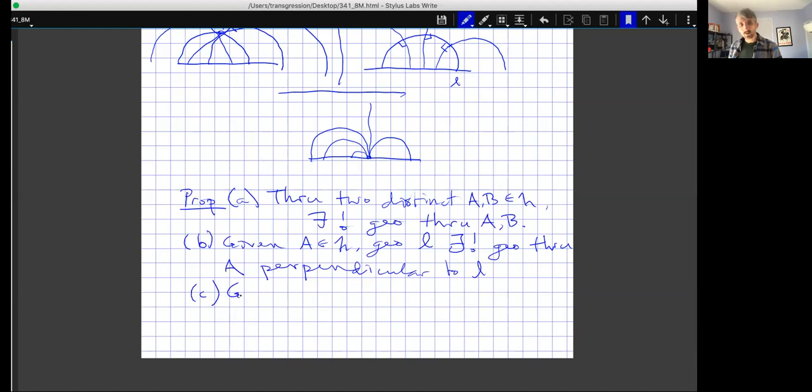And then the third one of 5 is given some point A in the hyperbolic plane and an end. So there we mean something that's on the boundary of H, S. Then there's a unique geodesic through A with end S. Every geodesic has 2 ends. S will be one of them. Next page here.